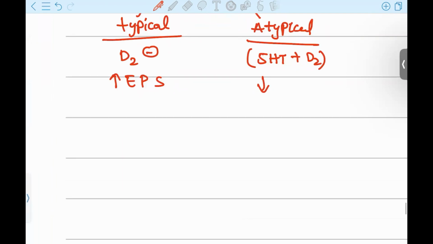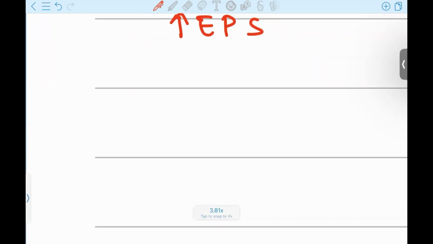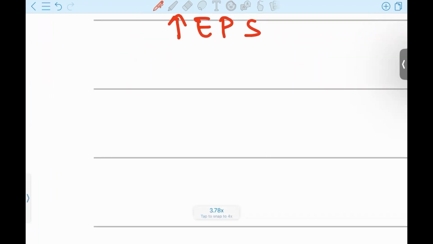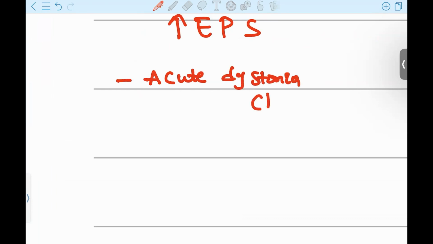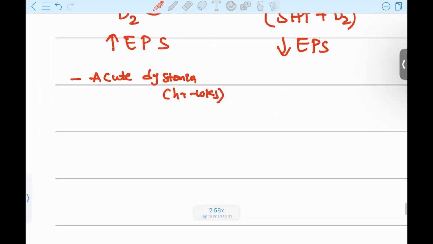And here extrapyramidal symptoms will be very less in these patients. What are those extrapyramidal symptoms? The patient will be having the acute dystonia. Okay, within minutes or hours to weeks, this patient will be having the acute dystonia. And in these patients, the drug of choice, basically, we can give promethazine or benztropine. Okay, promethazine or benztropine we can give for the treatment of this patient.